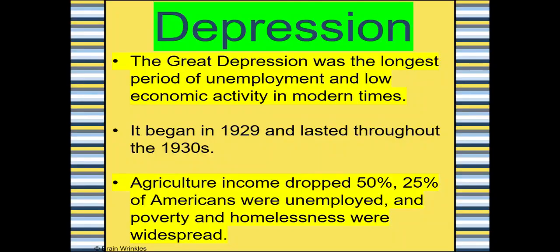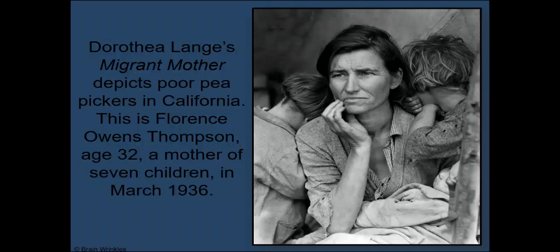So the Great Depression, when you hear that term, it was basically a period when unemployment was high and there wasn't much economic growth during this time. So here's a picture. You can see a woman and two of her seven children, and they're living in what's called Hooversville, and we'll talk about that tomorrow.